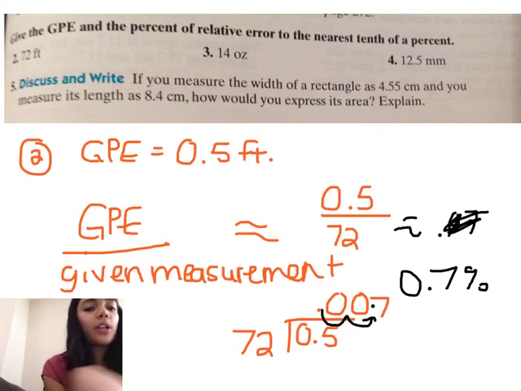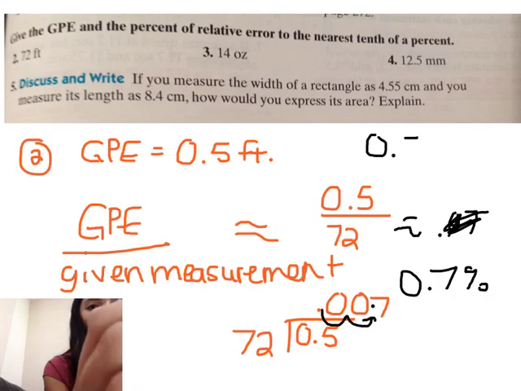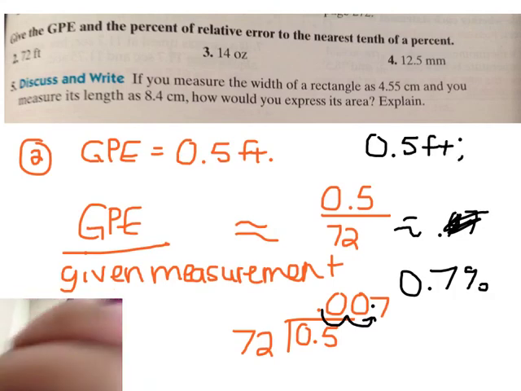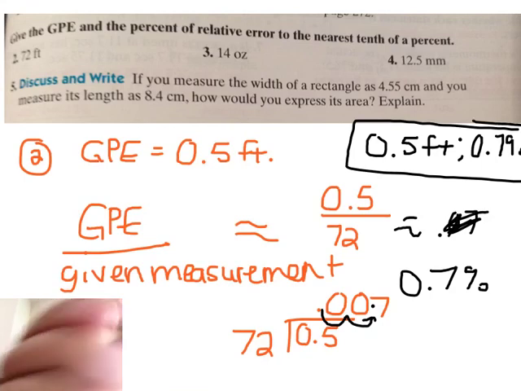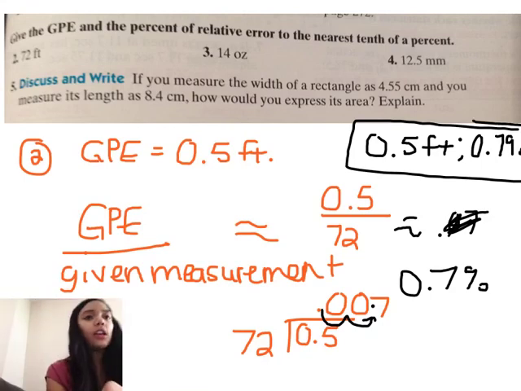0.7%. So my 2 answers that are going to go in the box when I circle my answers are these two answers. And that's a percentage. So I want you to go ahead, do 3, 4, and 5. And then you can put everything up. And then I'll answer any questions that you have tomorrow.